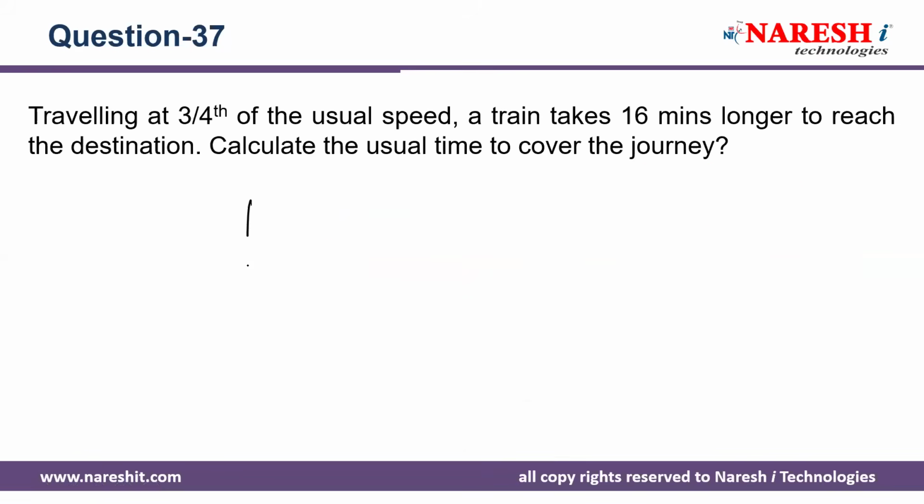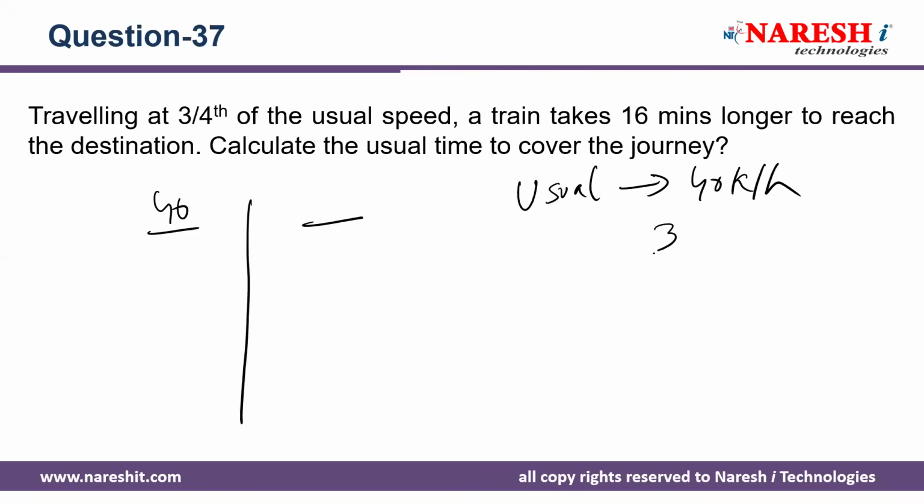First, to use the same logic, we need two speeds. What are the two speeds? Your usual speed, assume any value. Let's take 40 kilometer per hour. Then what is the other speed? The other speed, going at 3 by 4th of 40, will become 30.